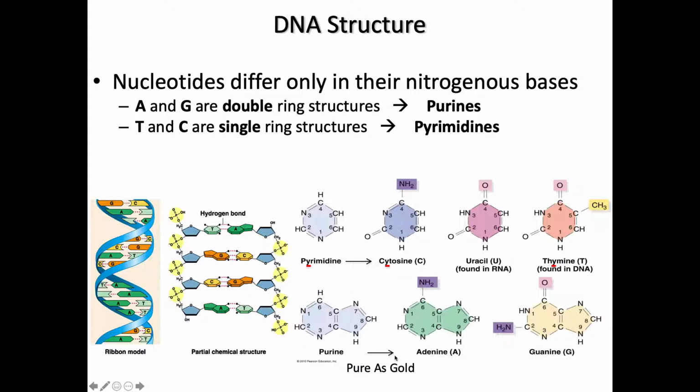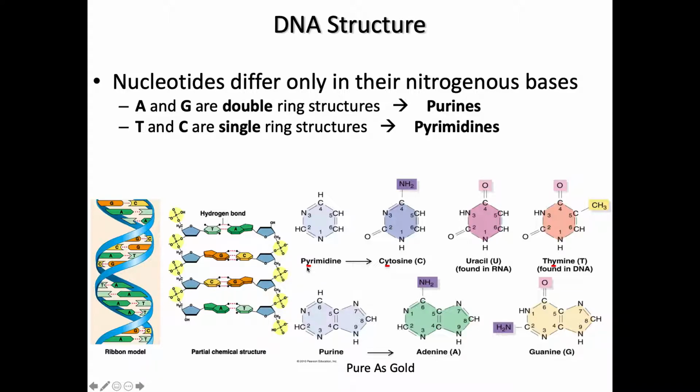Well, these nitrogenous bases, we can categorize them based on their structure. So if the nitrogenous base has a single ring, they are called pyrimidines. And then these will include your cytosine and your thymine in DNA. And when you think of thymine, think of uracil in RNA. So these three are classified under pyrimidines because they are single ring structures.